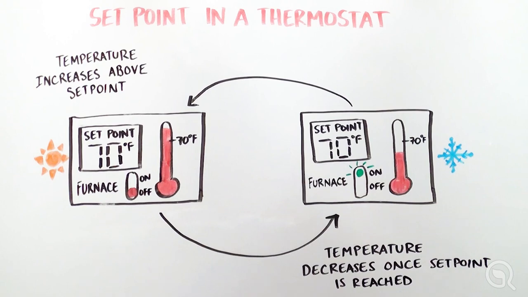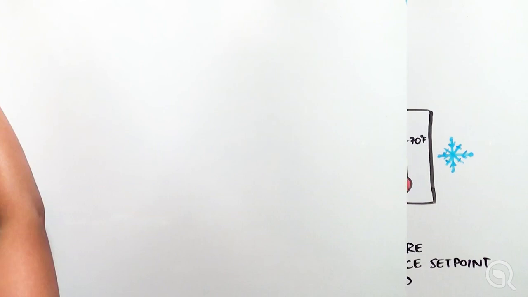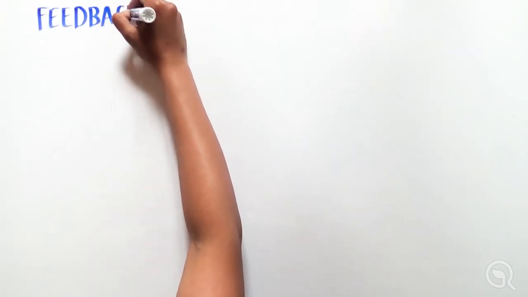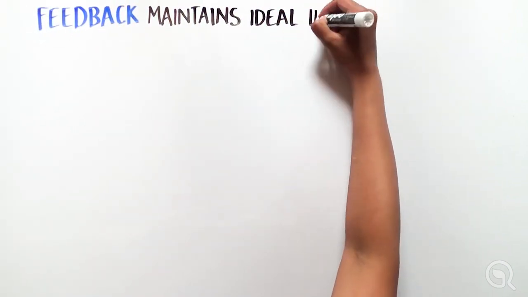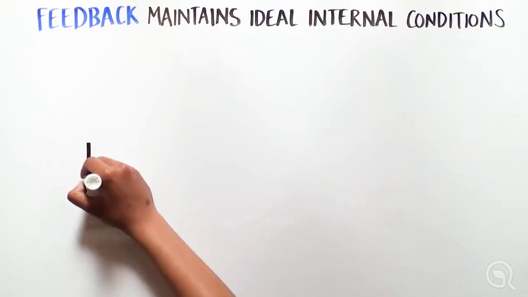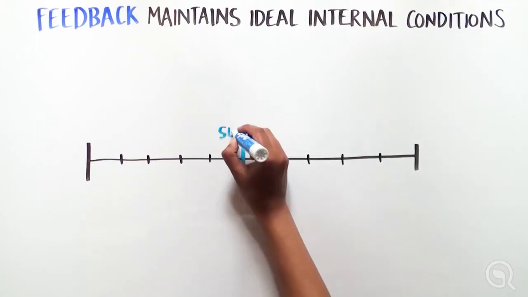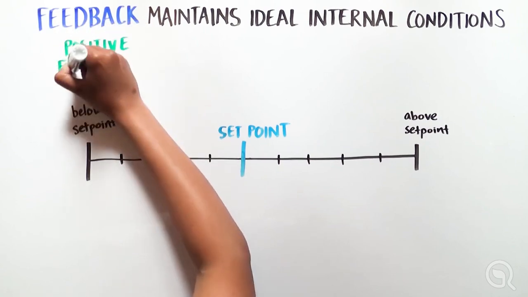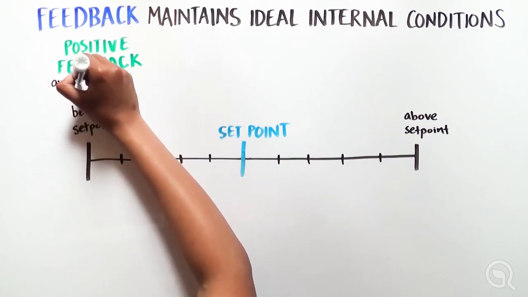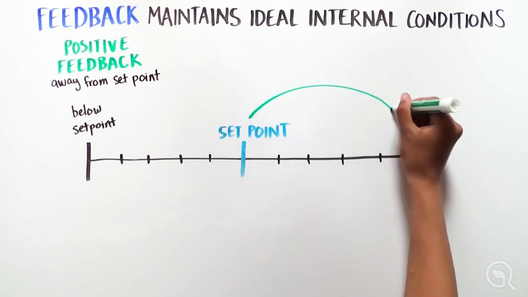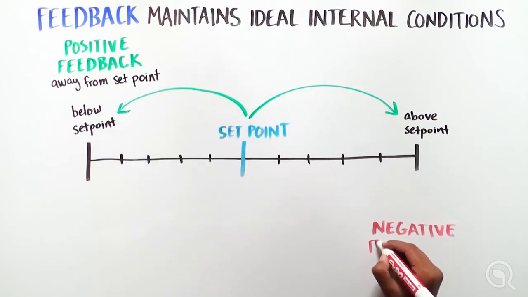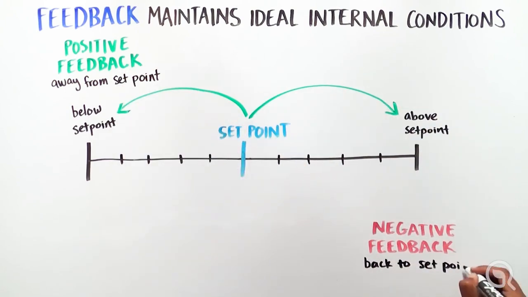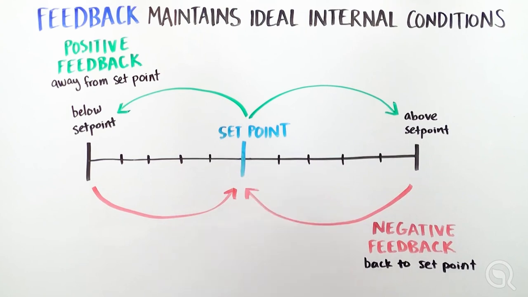But how does this process work in the body? Let's take a closer look. Our biological systems use processes known as feedback to help maintain ideal internal conditions. There are two main types, positive feedback and negative feedback. Positive feedback moves biological systems away from the set point, and negative feedback brings them back to it. Now let's look at positive and negative feedback in action within our bodies.